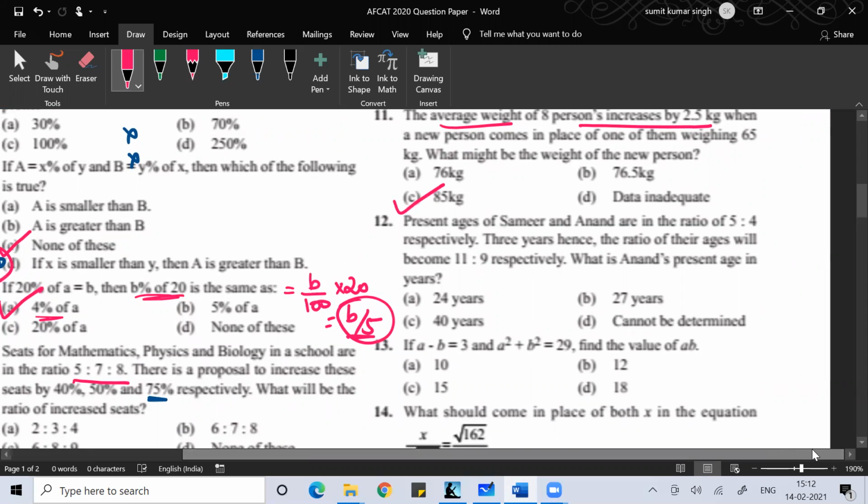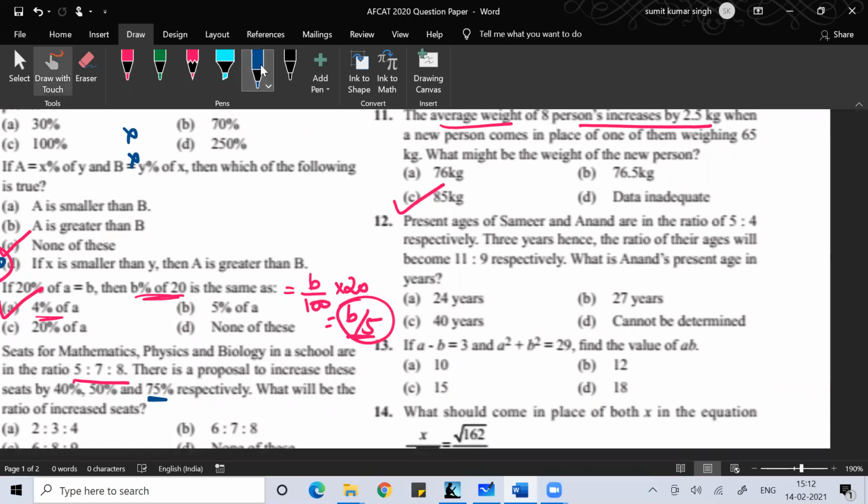So then the present ages of Samir and Anand are in ratio 5 is to 4. Okay, so let Samir's age be 5x, Anand's age be 4x. 3 years hence, Samir's age will become 5x plus 3, and Anand's age will be 4x plus 3. Okay, 3 years hence the ratio of the ages becomes 11 is to 9. Cross multiply, you'll get 45x plus 27 is equal to 44x plus 33. Okay, so the value of x is equal to 6.